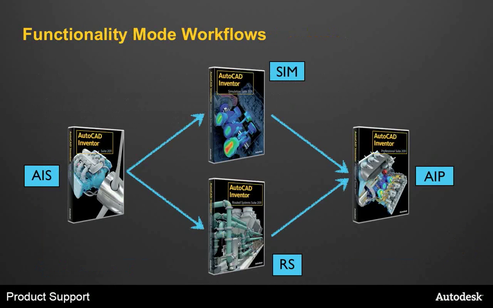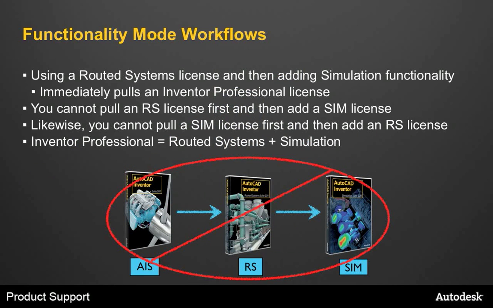Here's the basic functionality mode workflows. You start with just an Inventor Suite license, and then certain commands force new functionality modes that need to get a new license. If you're using a routed systems license and then try adding simulation functionality, you're immediately going to pull an Inventor Professional license. You cannot pull a routed systems license first and then add a simulation license. Likewise, you can't go the other direction. You cannot pull a simulation license first and then add a routed systems license. By definition, Inventor Professional is equal to routed systems plus simulation.